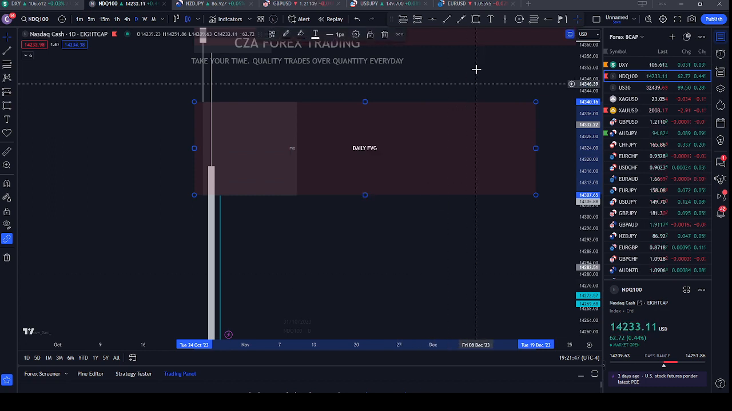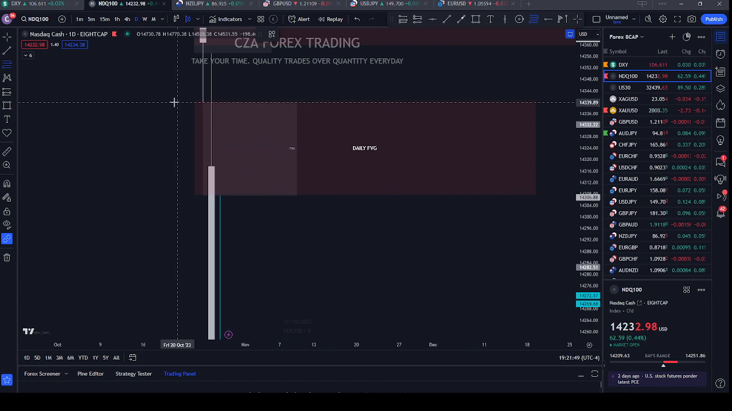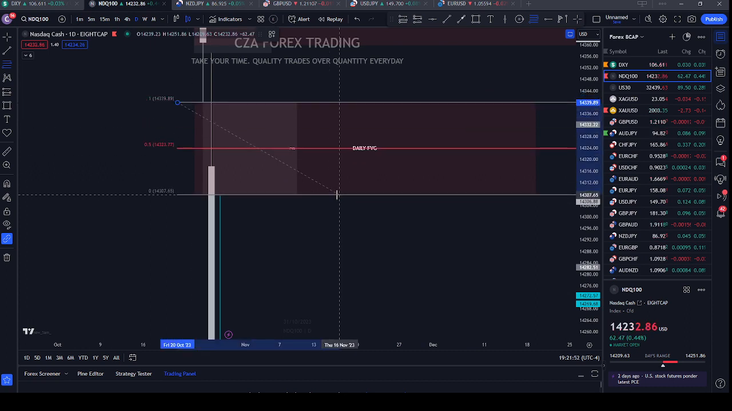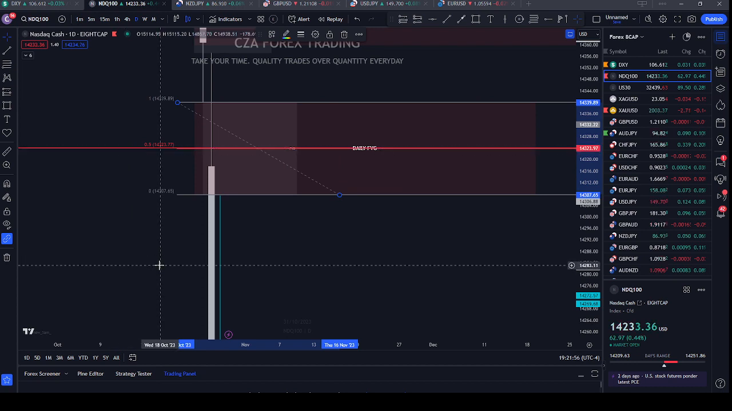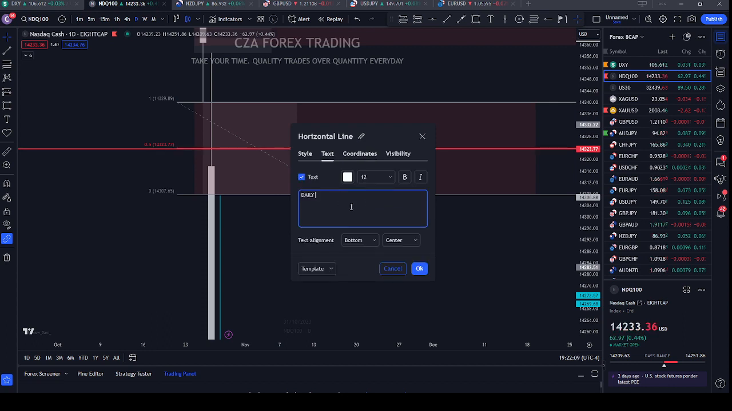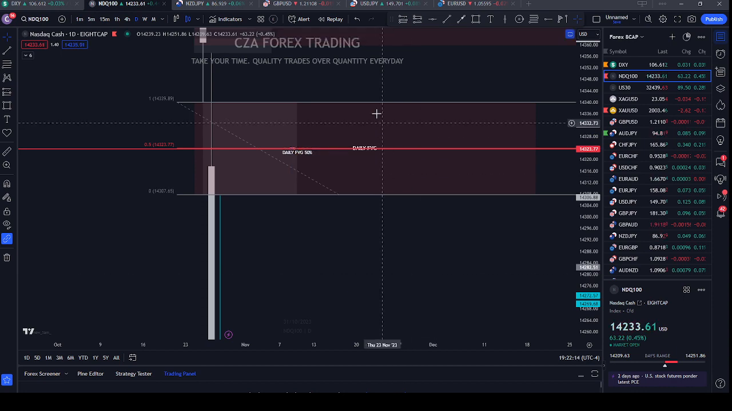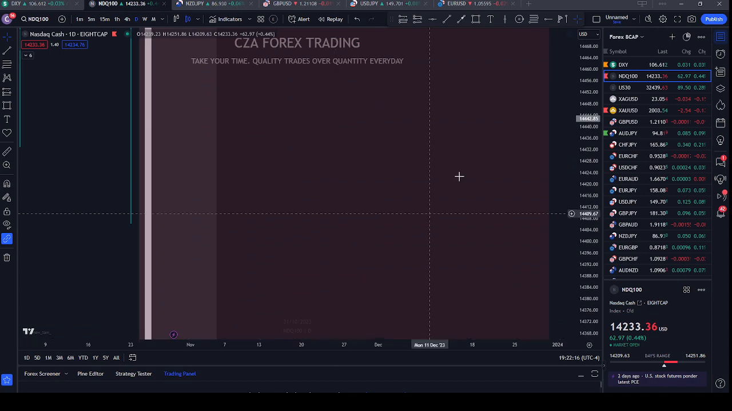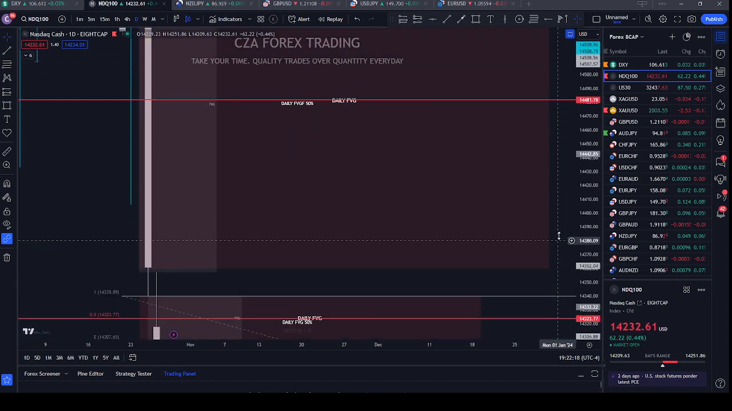I'm going to draw my fibs, get my 50%. So we can do the 50% of that. And then Alt H. Red line 14,323.77. Right? 14,323.77. That's going to be our 50%. Daily fair value gap 50% line. So we identified two different points of interest for our dailies. And we identified the 50% entries as well on the dailies.